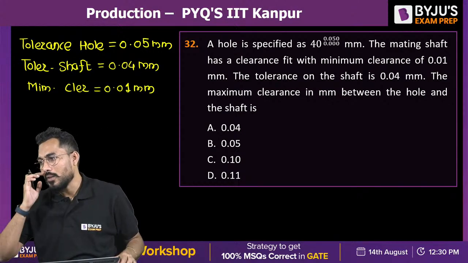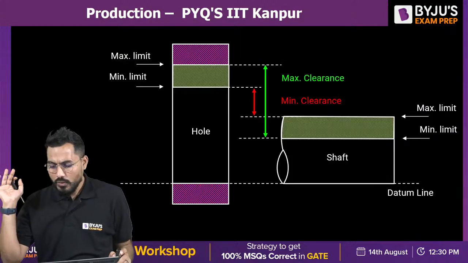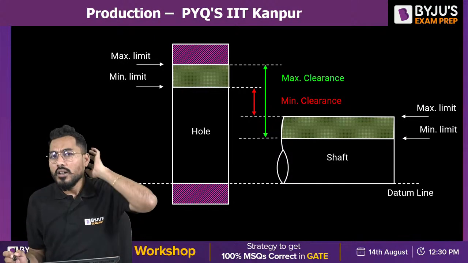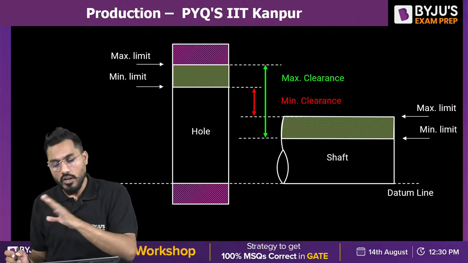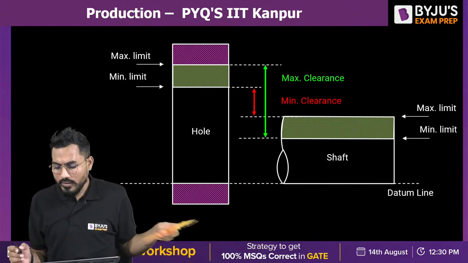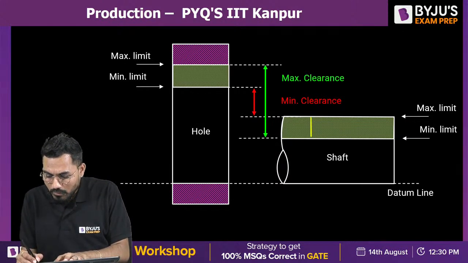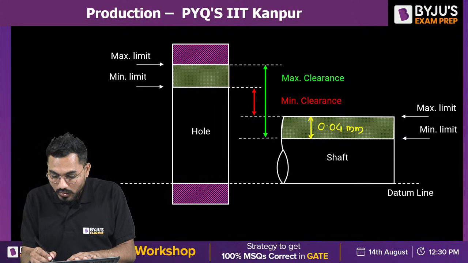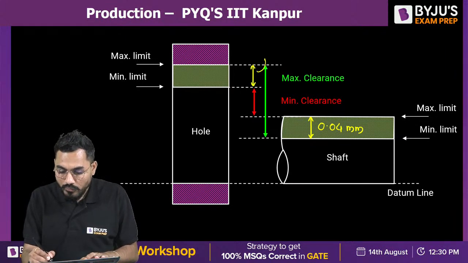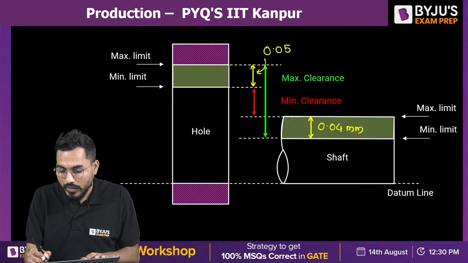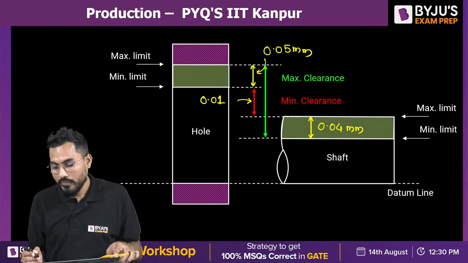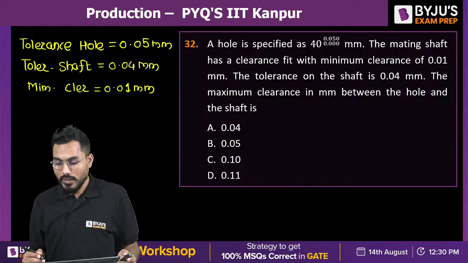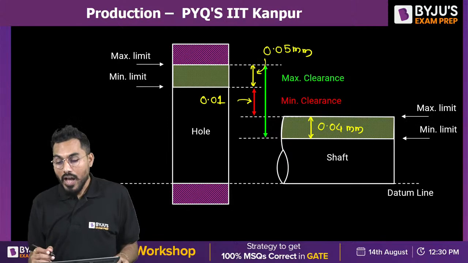Calculate maximum clearance. How to calculate? I'll give you the very simple answer. Very correct, Nagaswamy, C is the correct answer. You go to this particular formula or the graphical representation. So this is the clearance fit. This is my tolerance on the shaft, which is 0.04 millimeter. This is the tolerance on the hole, which is 0.05 millimeter. Now this is the minimum clearance, that is 0.01 millimeter. I require the maximum clearance.